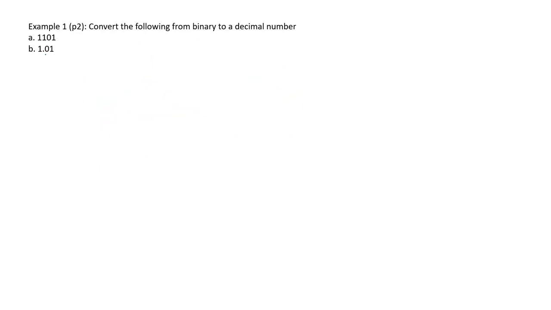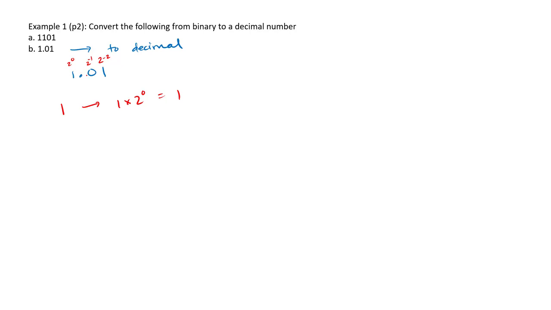Let's go ahead and try our second number, 1.01. We want to convert this to decimal format. First, let's consider the whole number part. Here we have 2 to the minus 2, 2 to the minus 1, and 2 to the 0. In this case, our whole number part, that 1, becomes 1 times 2 to the 0, or just 1.